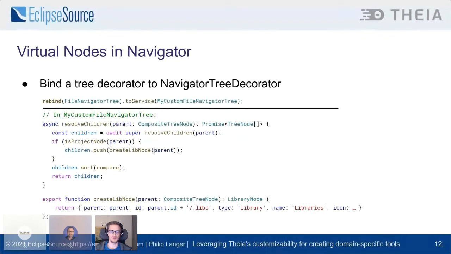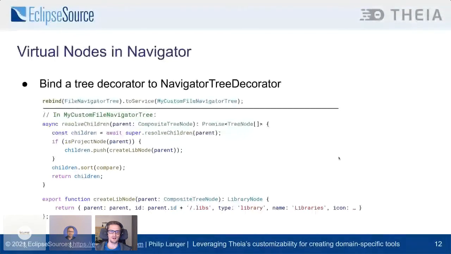And here we just, for instance, create a library node that has some sort of type and a name, and we can assign icons and so on. So that's rather straightforward to do. However, of course, note that once you use Rebind, it's not composable anymore. If you have multiple extensions that do the same Rebind, obviously this won't work. But typically, you wouldn't need it in that case anyway.